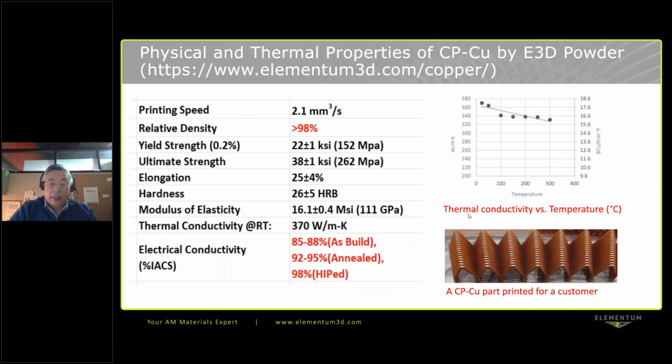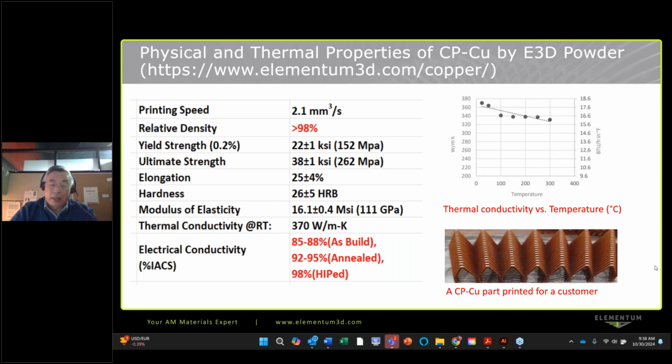Okay, so this slide gives a summary of the copper powder feedstock we developed. Those are the typical printing parameters, and the density we are comfortable we can print is over 98%. If you don't process it, typically it's in the 80s, somewhere between 80 and 85, depending on the manufacturer, and even the same manufacturer, depending on the lot they produce. But once we process this powder, we can consistently print over 98% every time.